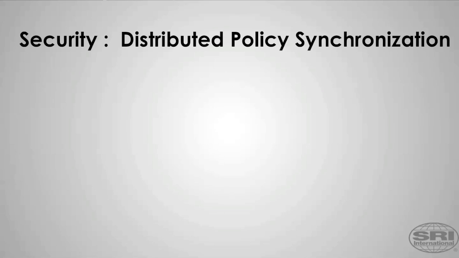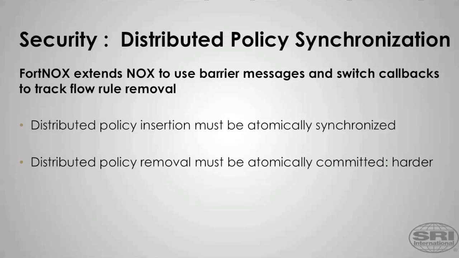The goal of distributed policy synchronization is to ensure that when the controller alters the flow policy across the network, the modification process reaches a synchronization point at which we know that the intended policy is correctly and completely inserted. FortNox extends Nox to request and track barrier callback messages, and tracks switch callback notifications when flow rules are garbage collected. Barrier messages enable FortNox to synchronize flow rule insertions across a set of switches, and it uses the switch's flow removal notifications to manage its internal flow table state.